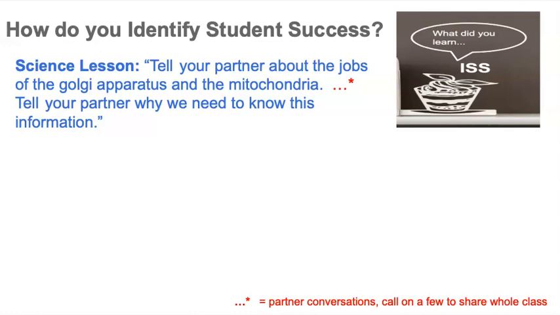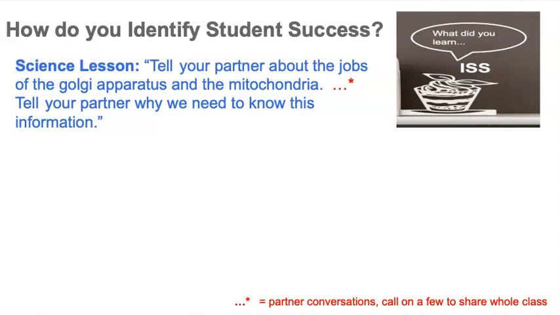So now in my ISS, I'm going to say, tell your partner about the jobs of the Golgi apparatus and the mitochondria. Remember the asterisk. Those are some partner conversations. I'm going to let my partners talk about what they remember the jobs of those different parts of the cell are. I'm going to have them wrap up their conversations. Okay, who would like to tell me, what did you and your partner just talk about? What are some of the jobs of these two parts of the cell?